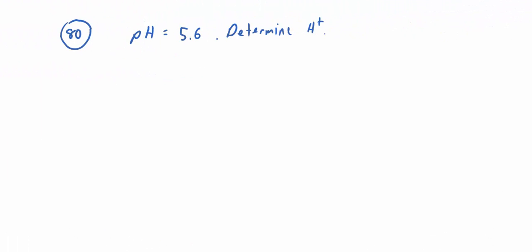The next one out of the book gives you the pH, 5.6, which I guess is still an acid, right? And they want you to determine H+. So what's the formula? pH is equal to negative log H+. You guys fill it in for me. Okay, you're given a pH, so you're asked to find the moles per liter, right? So 5.6 on the left side equals negative log H+.